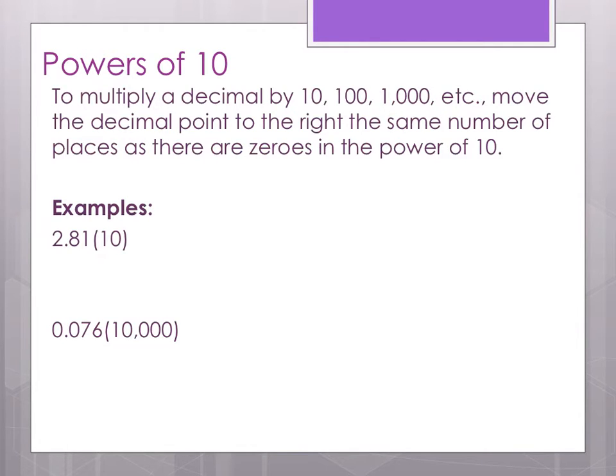In this first example, I have 2.8 times 10. 10 is my power of 10. It has 1 zero. So that means I'm going to move the decimal over here one place to the right.